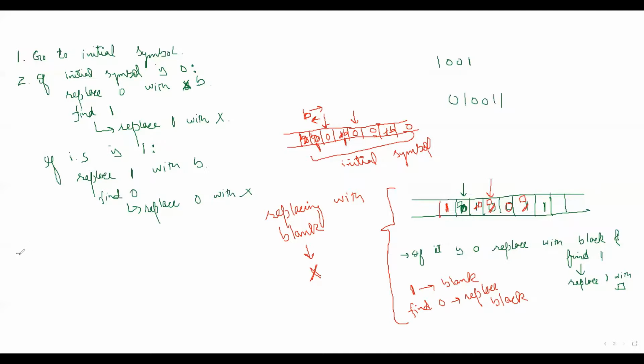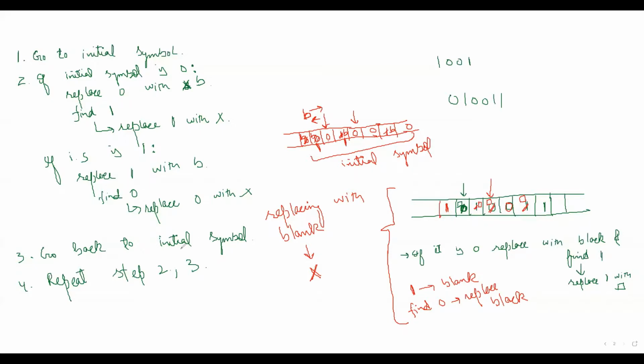So after doing this, go back to the initial symbol. Fine. Now after going back to the initial symbol, repeat steps 2 and 3. So we are going to repeat step 2 and step 3 again and again. So how are we going to find the initial symbol?